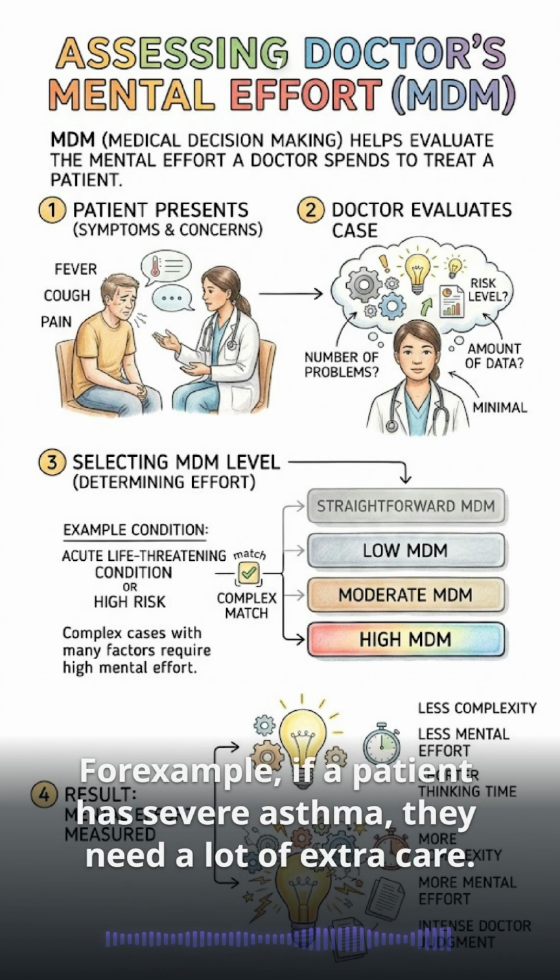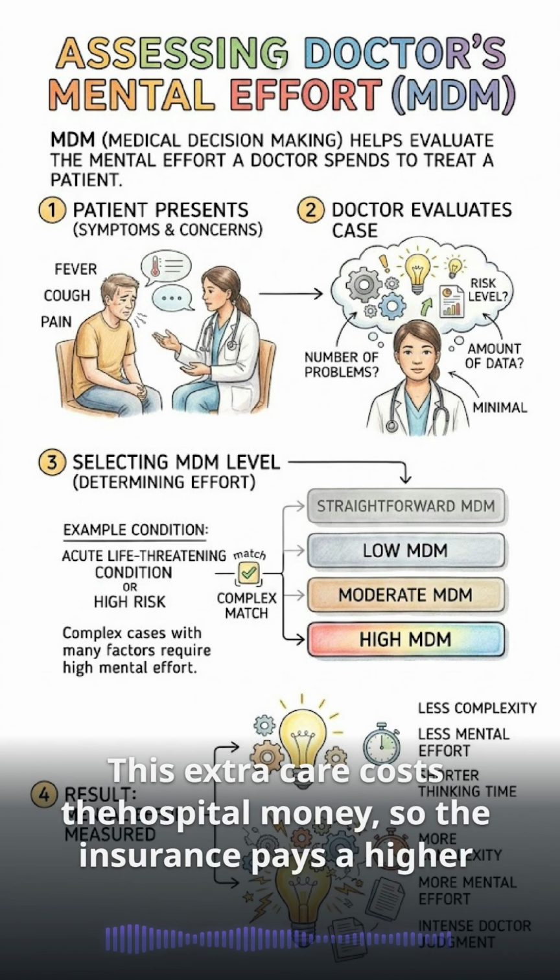For example, if a patient has severe asthma, they need a lot of extra care. This extra care costs the hospital money, so the insurance pays a higher amount. You must always check the medical record to see if these extra conditions exist.